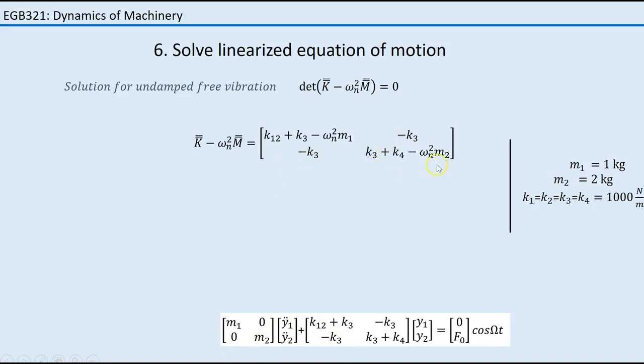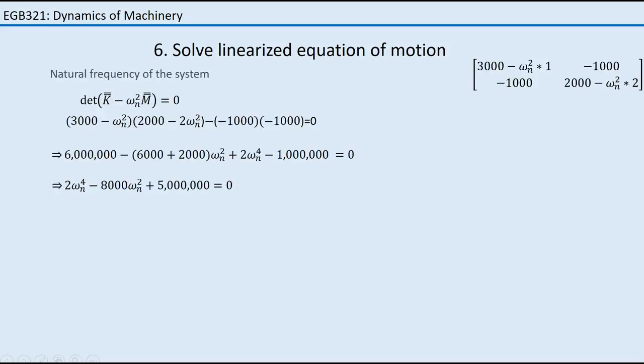For the fourth element, we take the fourth element of the K matrix, which is k3 plus k4, so we write k3 plus k4 minus omega square, and then we take the fourth element of the mass matrix, which is m2, so we write m2. Once we get this K minus omega n square m, it's better to substitute all the values, so it becomes a bit simpler. These values are given in our problem. We just substitute these values into the matrix.